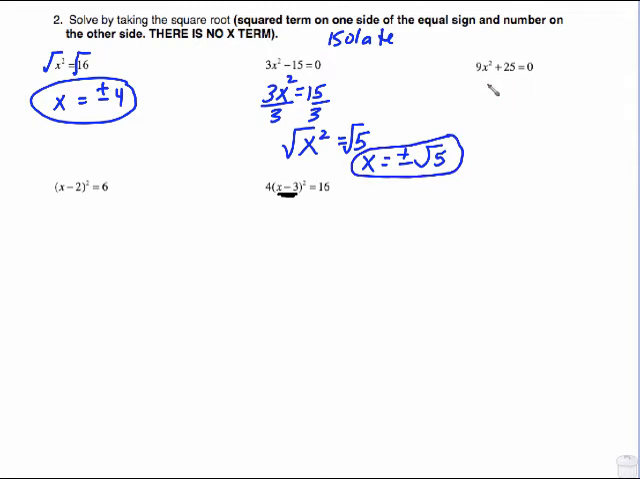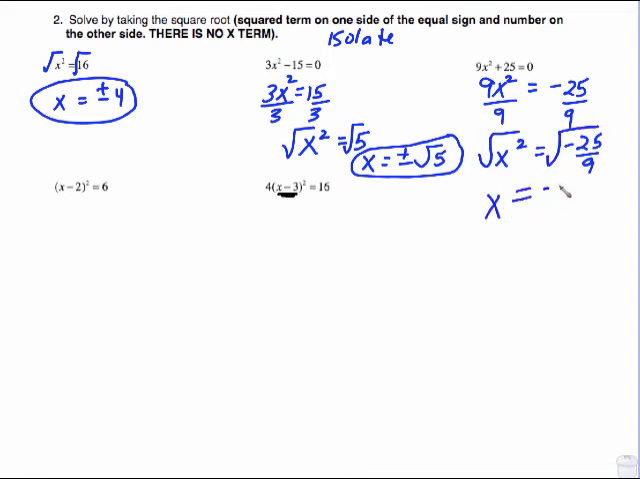Third example, similar in terms of I've got to get the x squared stuff on one side and the plain old number to the other. X squared is not yet isolated. Divide both sides by 9. So x squared equals negative 25/9. So here the x squared's all by itself. We're ready to take the square root of both sides. So this is x equals plus or minus.